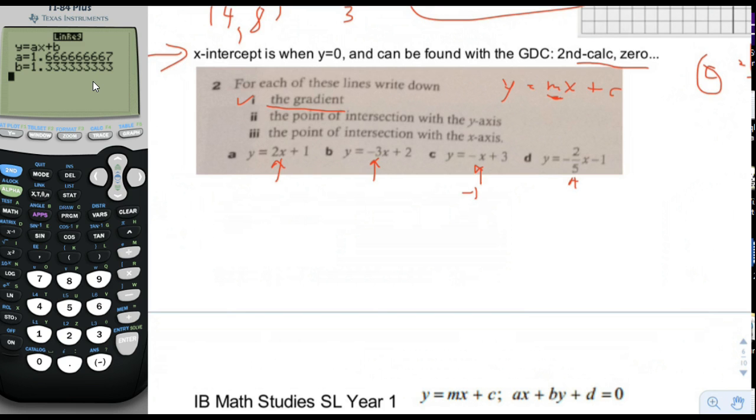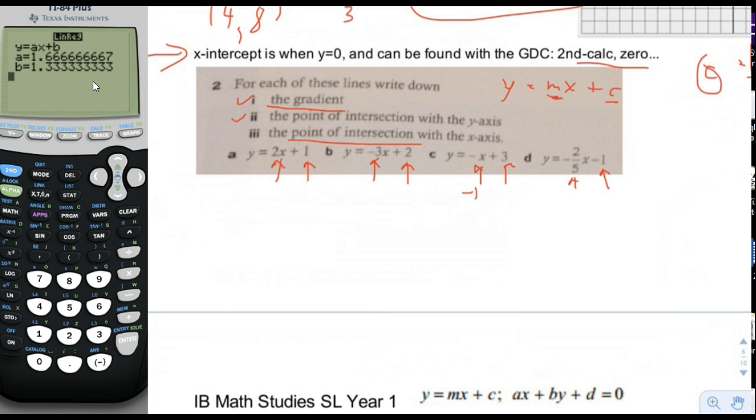Point of intersection with the y-axis. Okay, remember the point of intersection with the y-axis happens to be this c value here. So there, and -1. So we're done with that. See how useful the gradient-intercept form is? You can get a lot of information just from looking at it without doing anything.